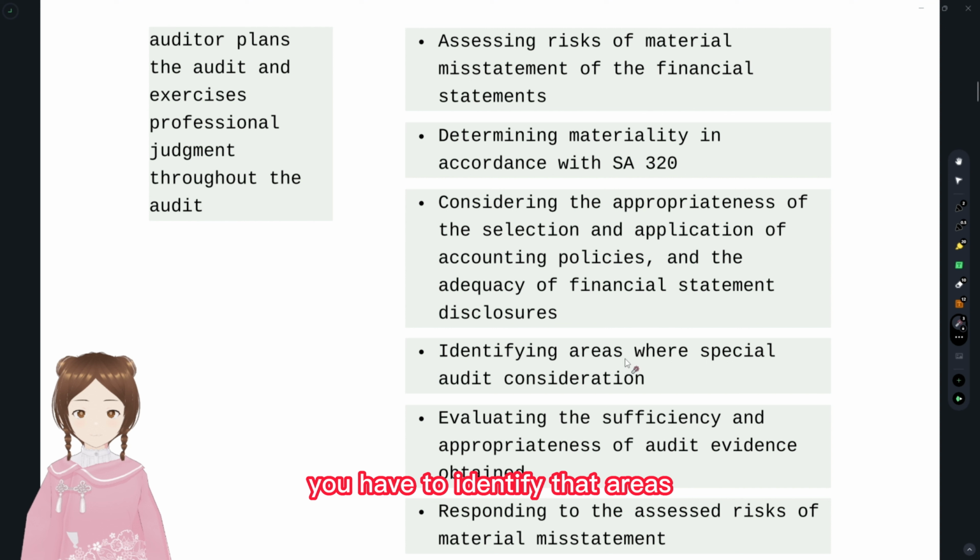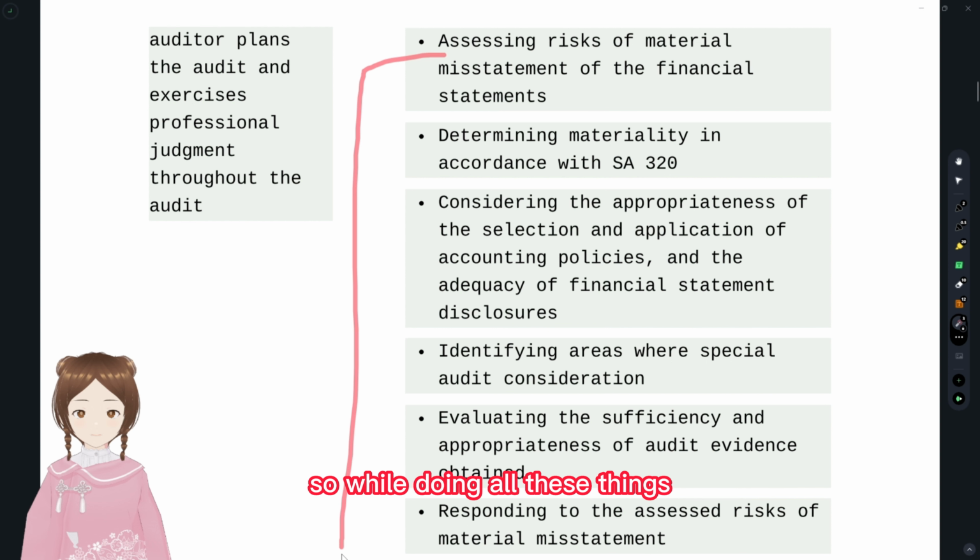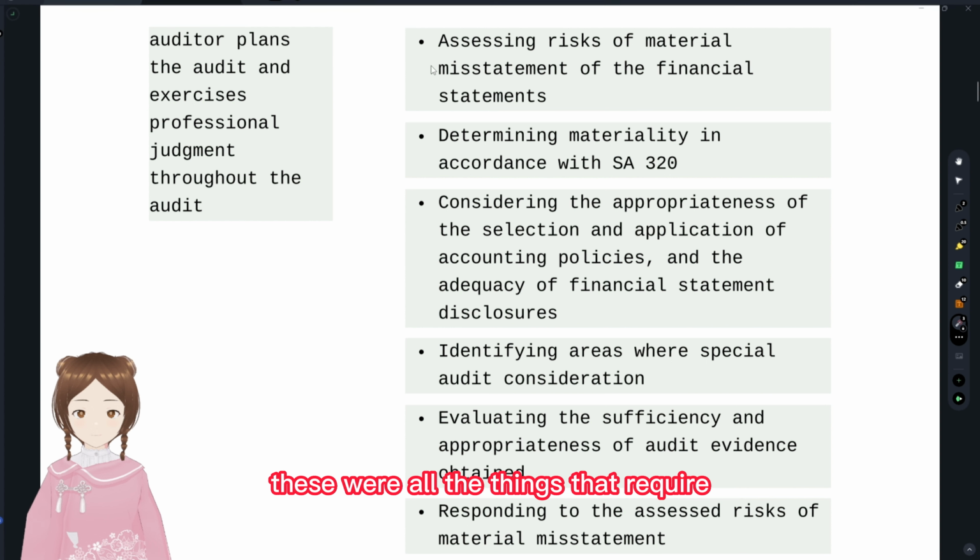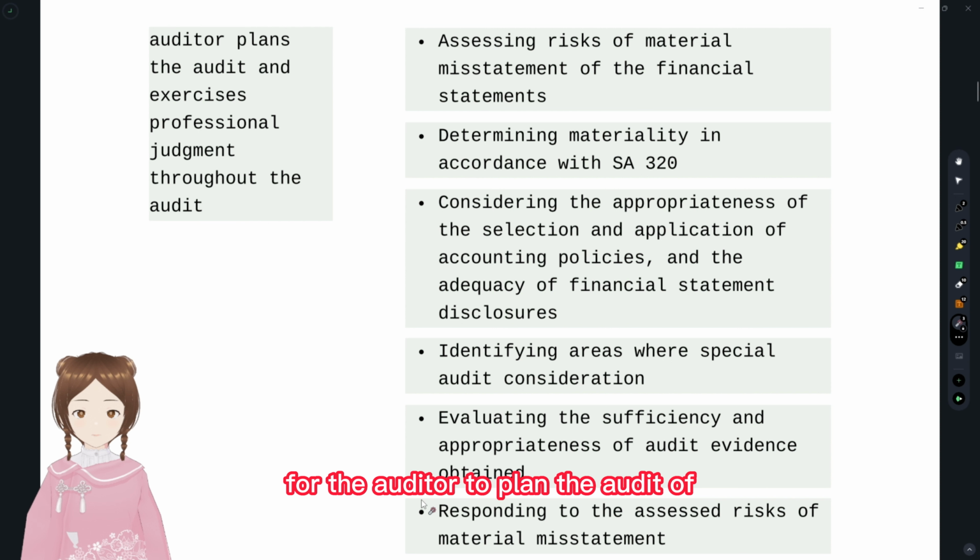He has to identify those areas where special audit consideration is necessary. So while planning the audit, these are all the things required for the auditor to frame an audit plan, where in that procedure he has to use some professional judgment. What are all the things with regards to SA 315? Assessing the risk of material misstatement, including fraud, identifying the areas where special audit consideration is required, and responding to the assessed risk of material misstatement. These are specially customized for SA 315.